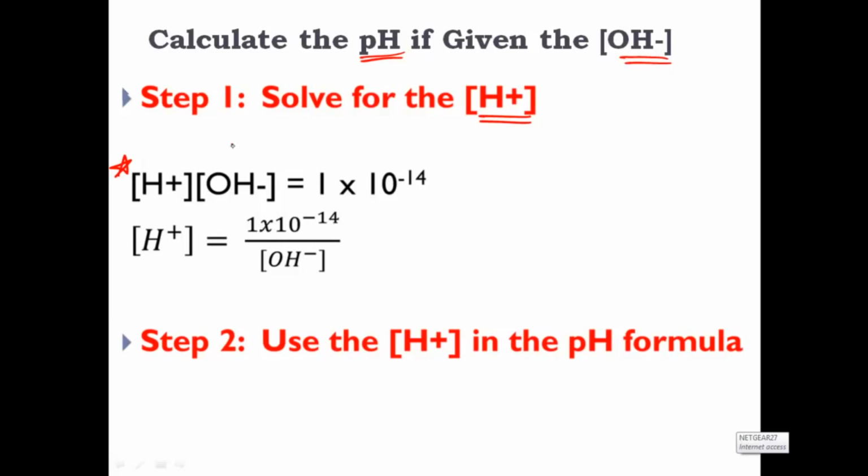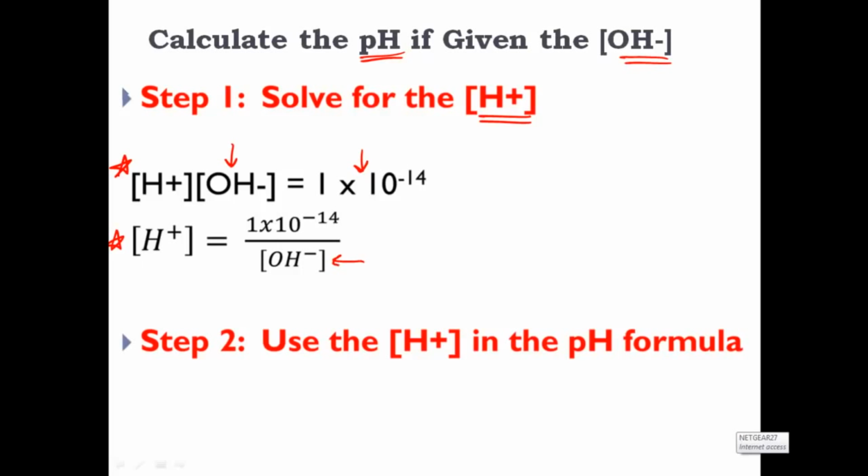So if I give you this, and you also are given this, we're going to use a little bit of algebra to rearrange the equation to say the H plus ion concentration is going to be equal to 1 times 10 to the negative 14th divided by the hydroxide concentration. And that's going to be expressed in the problem.